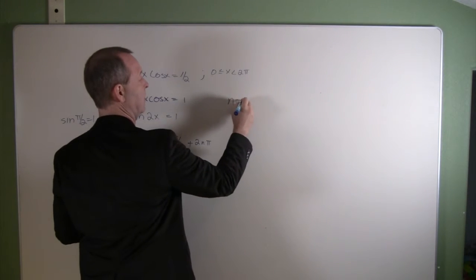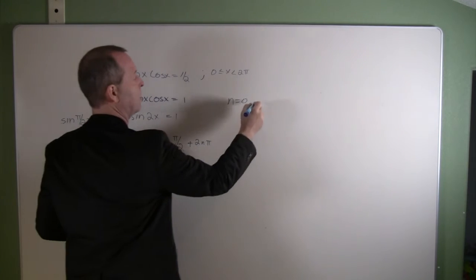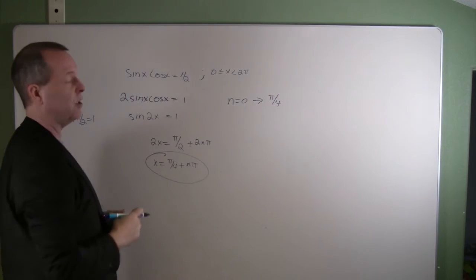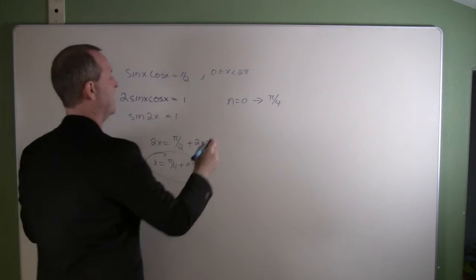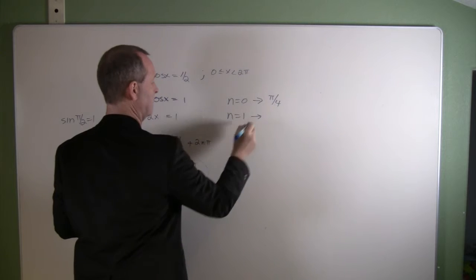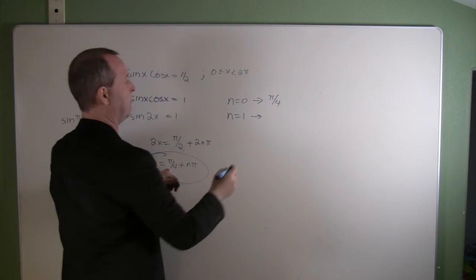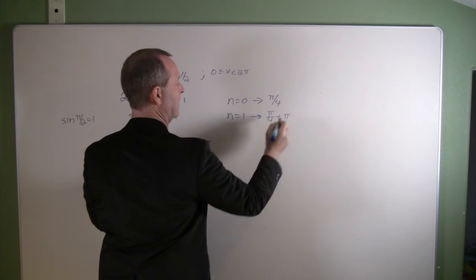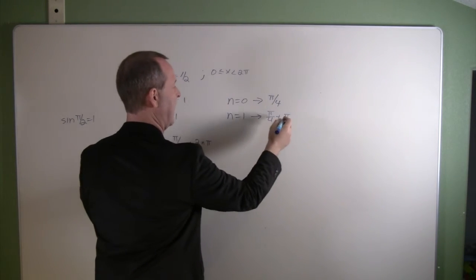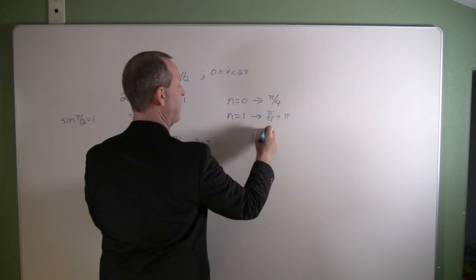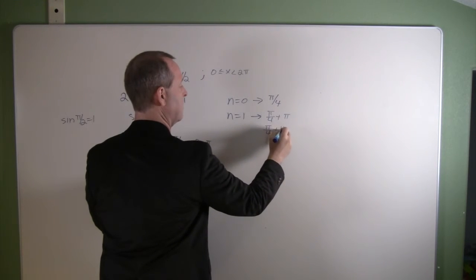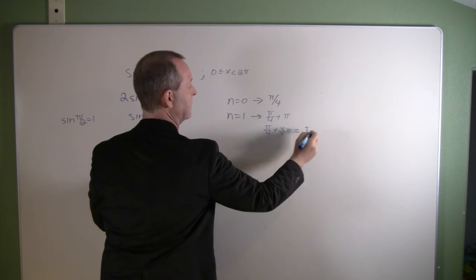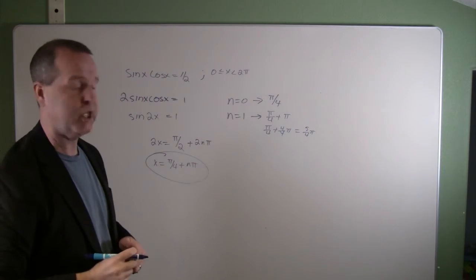Let's check at n equals 0. Put in 0, it produces pi over 4. That's within the range. That's a good solution. Put in n equals 1. That produces pi over 4 plus a pi. I can't tell right away, so let's add them together. That's pi over 4 plus 4 over 4 pi, and that's 5 over 4 pi. That's within that range. That one checks.